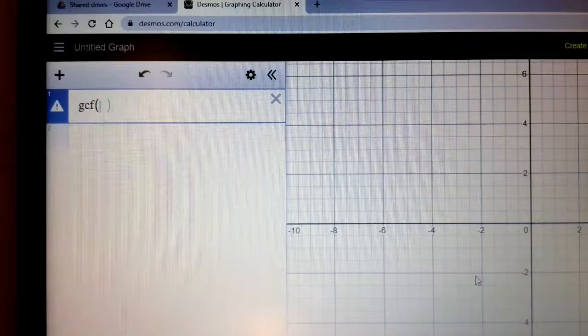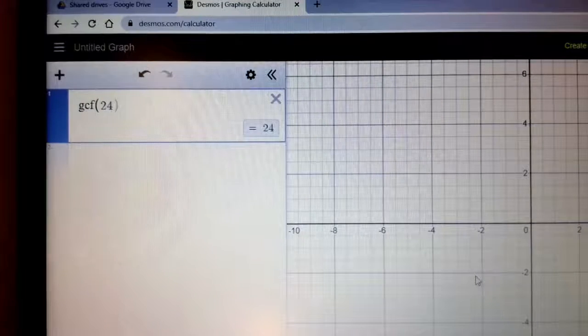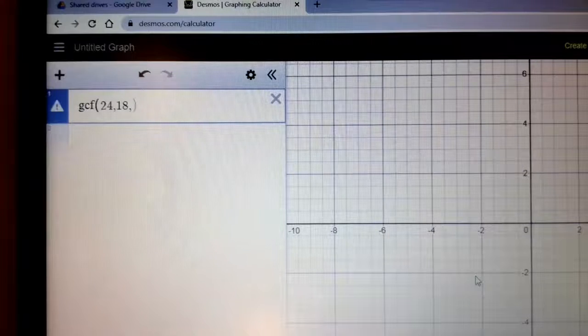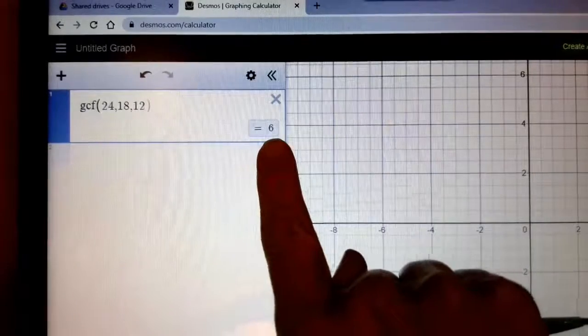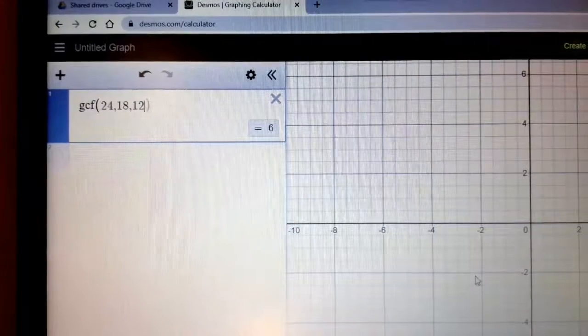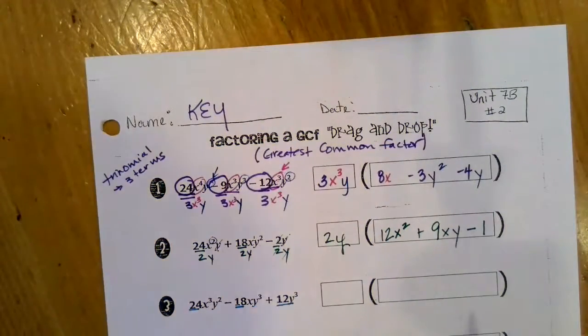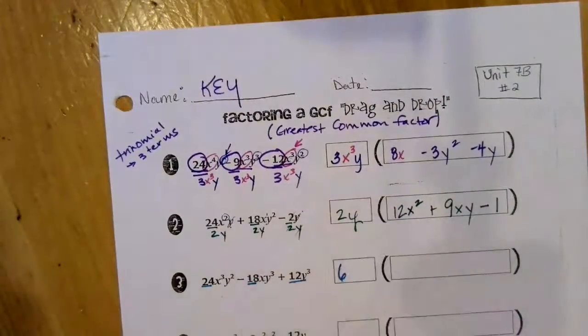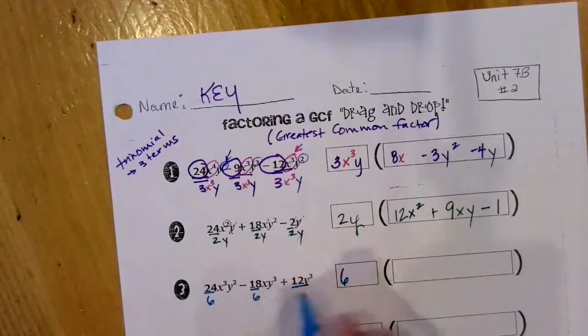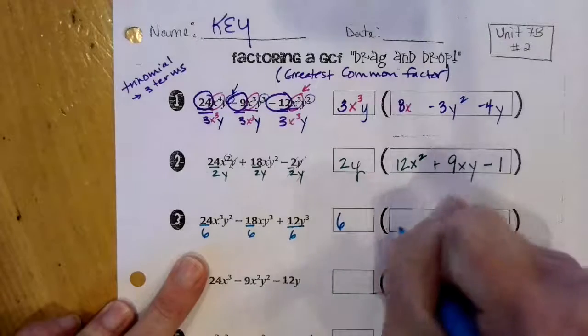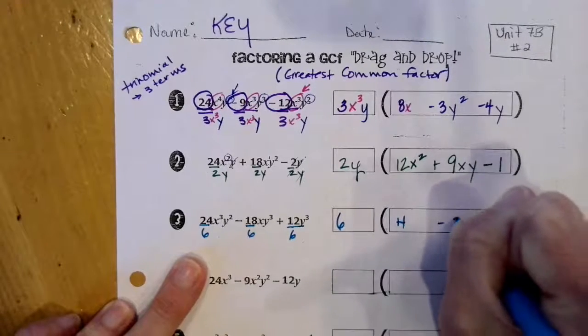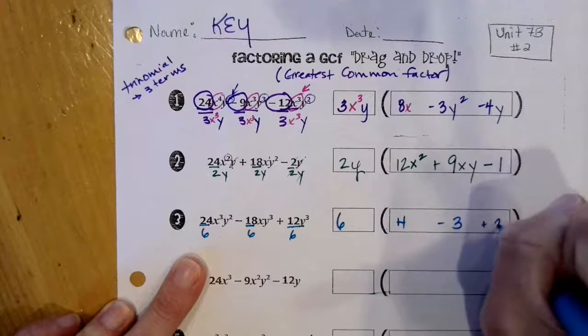So I'll go to Desmos and I'll type in the greatest common factor, and I'll put my parentheses. And my numbers again were 24, 18, and 12. And I can see here the greatest common factor, the number that comes out of each of them, is going to be 6. So, okay, we'll go ahead and say that a 6 comes out. Divide each by 6. And that's going to give me 4 here, and a negative 3 here, and a positive 2 here.